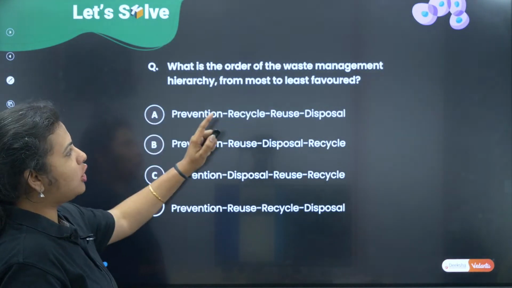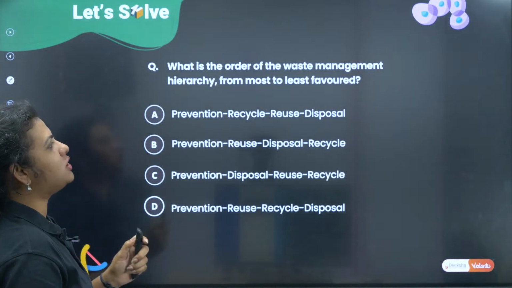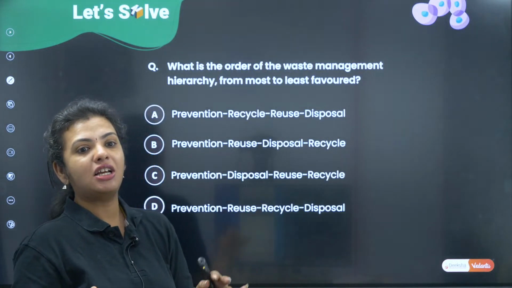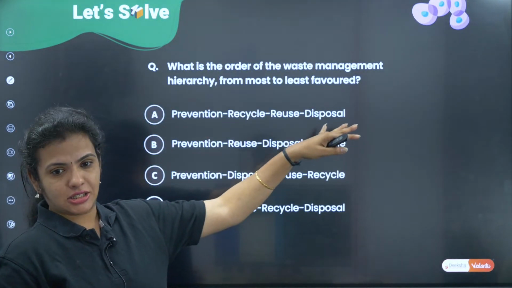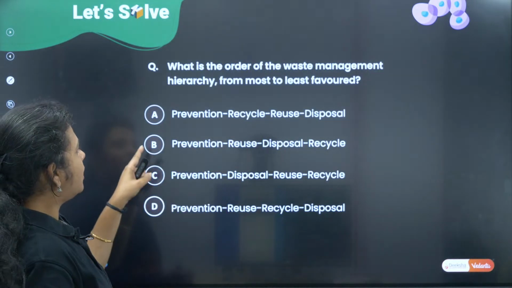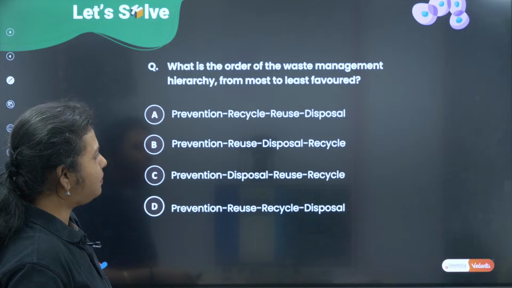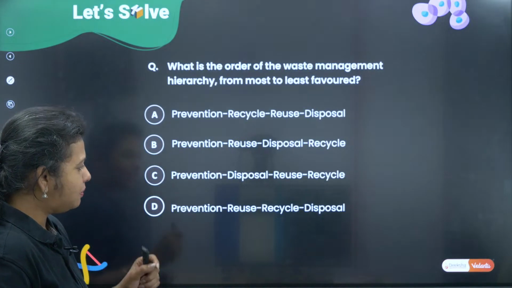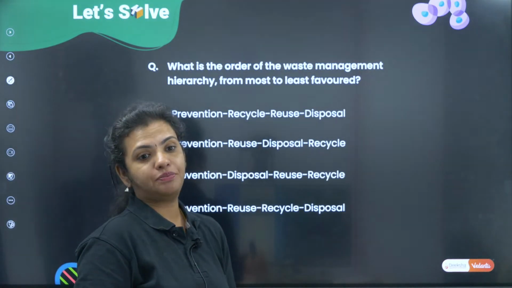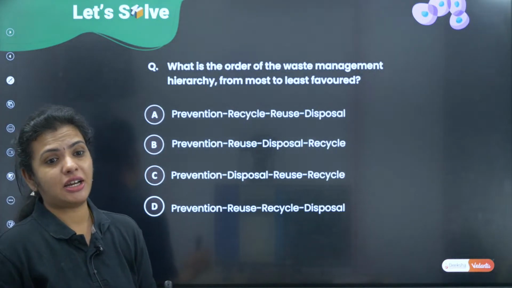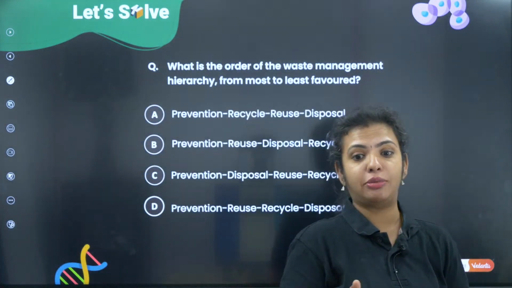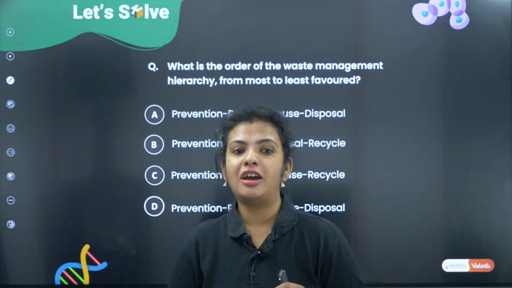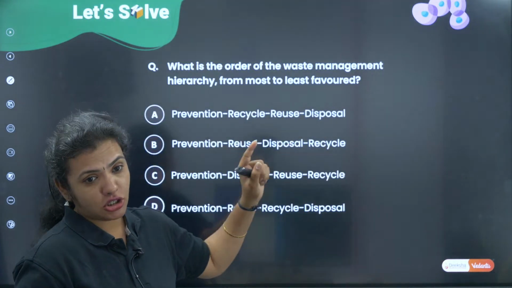Okay. What is the order of waste management hierarchy from the most to the least favored? Okay, so we are going to give the hierarchy of waste management starting from the most to the least. Okay, I think it's good now. Prevention, recycle, reuse, disposal. Prevention, reuse, disposal, recycle. Prevention, disposal, reuse, recycle. Prevention, reuse, recycle, disposal. So when we are talking about waste management, I am sure most of you would have studied garbage in, garbage out in your lower classes, correct? So based on that, what do you think is the hierarchy of waste management starting from the most to the least favored?